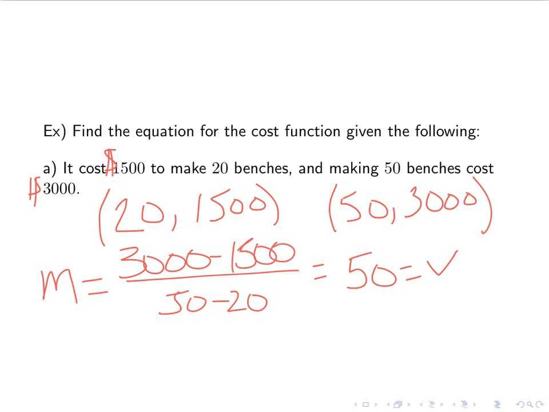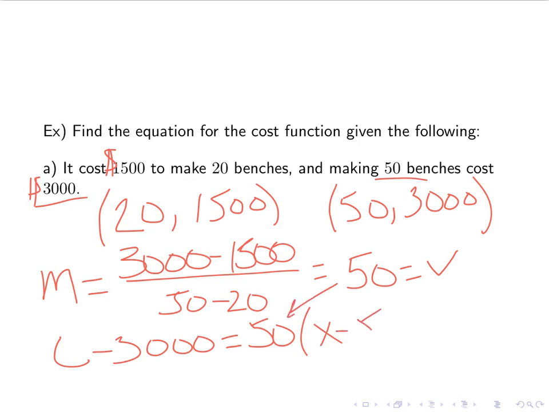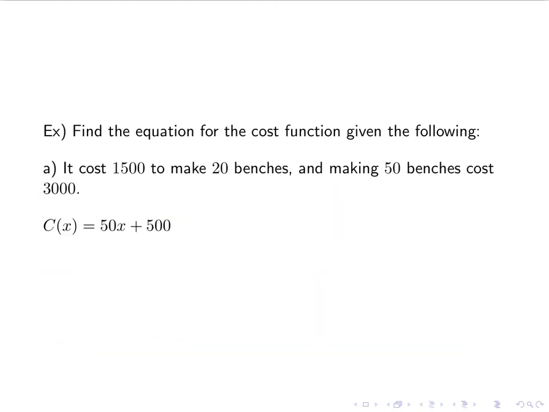And then I'm going to take one of my 2 points and put this into point-slope form. So c, because that's what it is instead of y, c minus one of my points, I'm going to choose this guy. So c minus 3,000 equals 50, my slope, times x minus 50, the x value. And then from there, we're going to simplify it. So distribute the 50, add the 3,000 over, and we should be getting 50x plus 500. Okay? So it's the same as what we were doing before, just now we know what the points are representing.